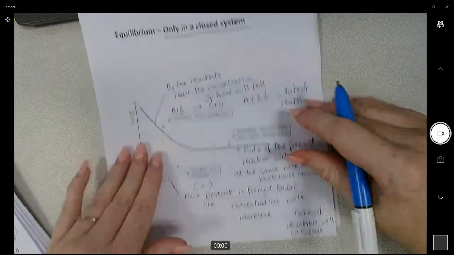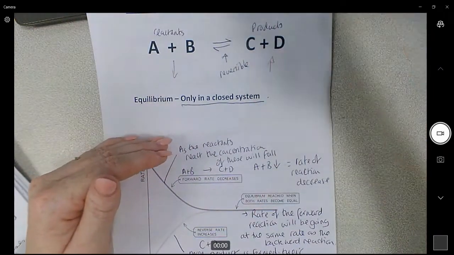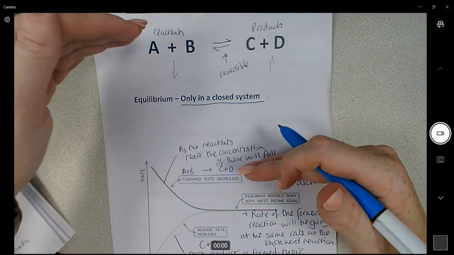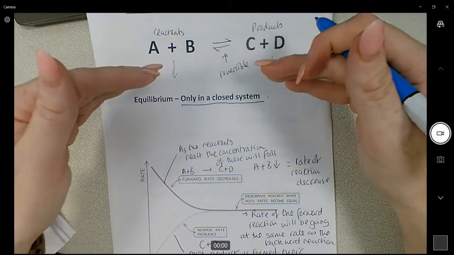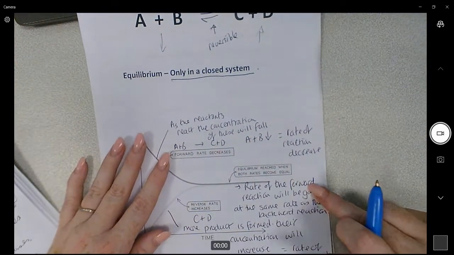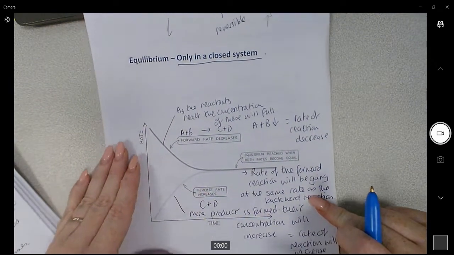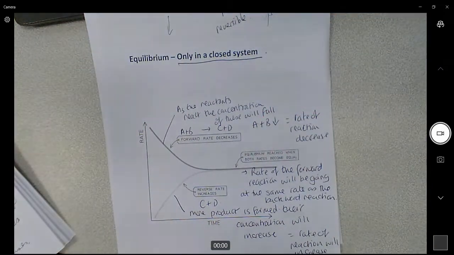Okay, and that's because as A and B fall, we make more C and D, and as we make more C and D, then actually their numbers will begin to fall and make more A and B. So eventually we reach what we call an equilibrium, where the forward rate of reaction is the same as that of the backward rate of reaction. So at equilibrium, both reactions are still happening, but there's no overall effect, and we call that a dynamic equilibrium.